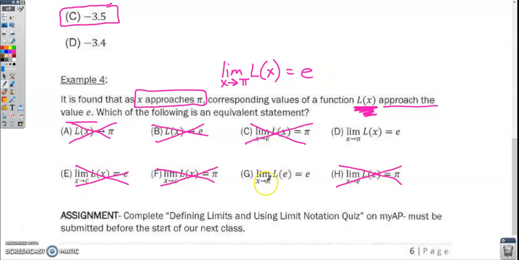And notice the difference between choice D and choice G. Choice D says the limit as x approaches pi of L of x, whereas choice G says the limit as x approaches pi of L of e. Okay, this is the actual function that we're looking for, and so D is going to end up being our answer choice. And that takes us to the conclusion of this video.